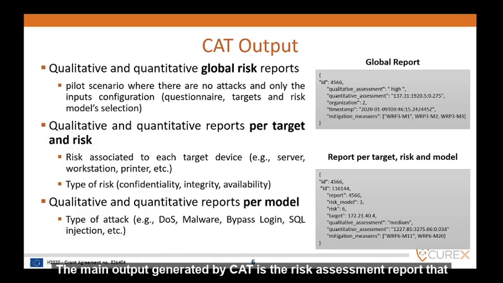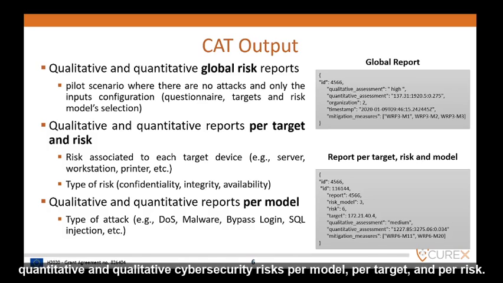The main output generated by CAT is a risk assessment report that provides information about the global cybersecurity risk, quantitative and qualitative, to which the target organization is exposed, as well as quantitative and qualitative cybersecurity risks per model, per target, and per risk.